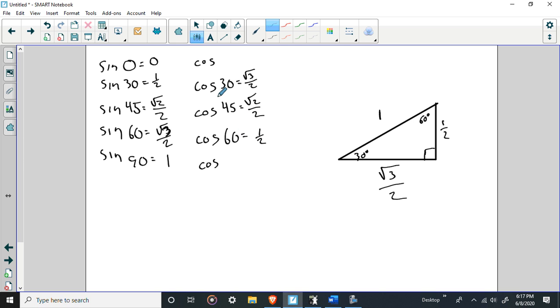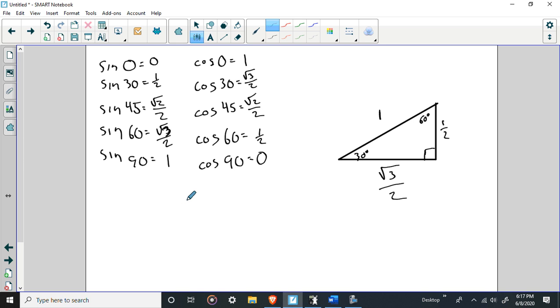And that goes back to something we said a long time ago, right? Is that these kind of complementary angles, this 30 and this 60, will have the same number. 45 and 45 has the same number. 60 and 30 has the same number. And again, if we kind of follow that pattern, cosine of 0 is going to be 1 as these numbers go in the other direction. And cosine of 90 is going to equal 0. Okay?